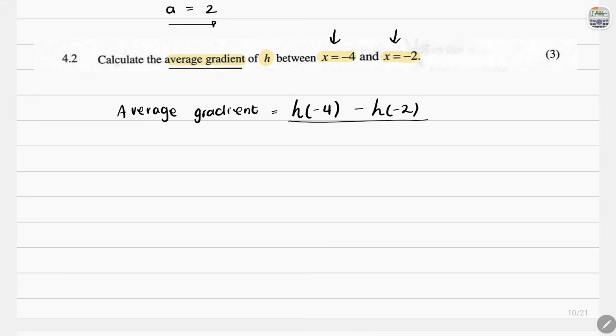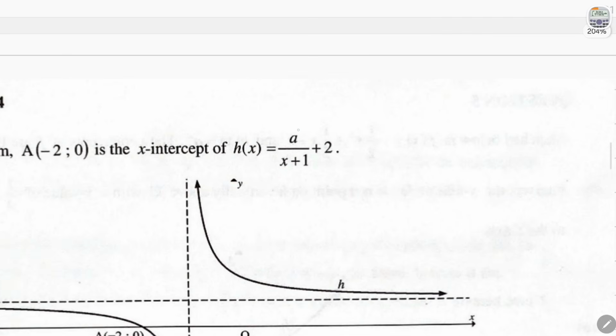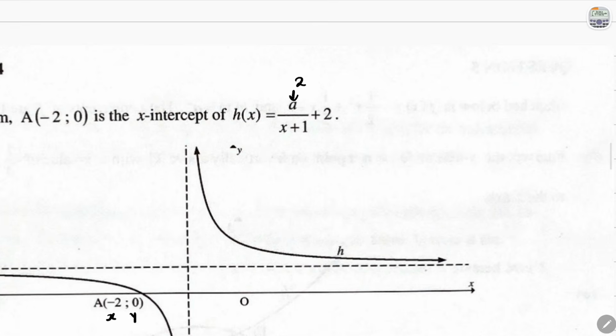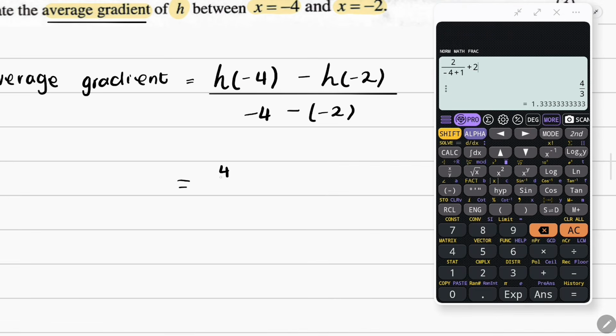Okay, so it will just be the gradient. So we'll put that all over x2 minus x1. And as we can see, x2, we're calling that -4, and minus x1, which is -2. So let's go ahead and find those y values. When we substitute -4 in place of x, given that we know now that a is equal to 2, what do we get? We get 4 over 3. So this is 4 over 3 minus, and then we're going to substitute -2.